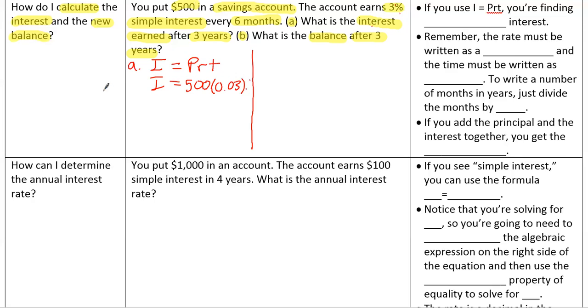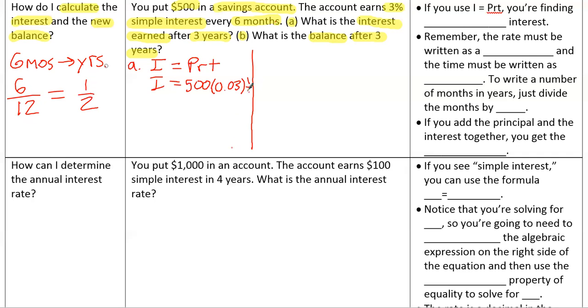I barely have enough space here. It's earning this every 6 months. So 6 months, we have to convert that into years, right? Well, how much of a year is 6 months? Well, 6 over 12, right? Isn't it 6 months out of 12 months is a year? So that's 1/2. So 6 months is 1/2 of a year.